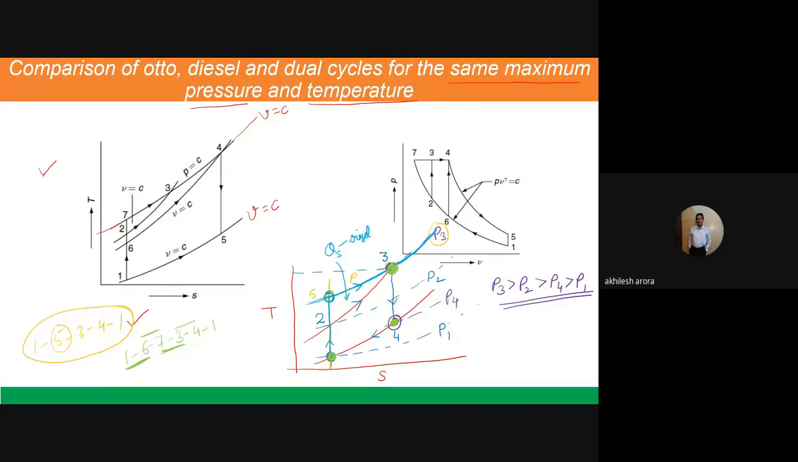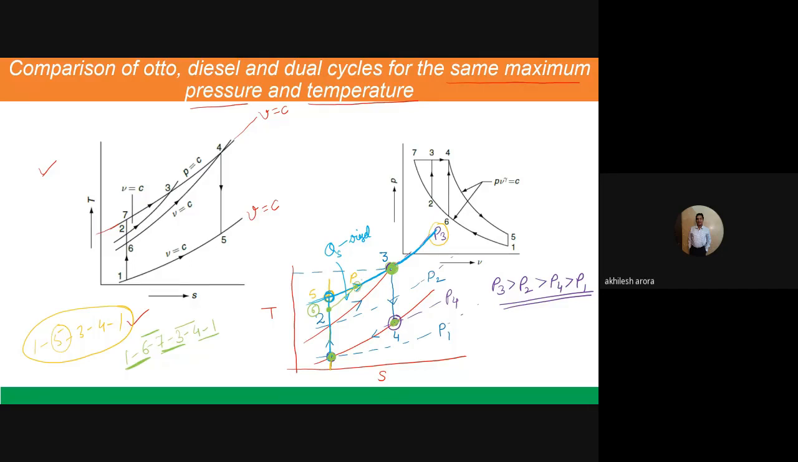So 1 to 6. Point number 6 would be somewhere here. I will tell you why it would be here. It would lie in between actually. Point number 6 will lie here. And then I have to follow a constant volume line. If I take the constant volume line, this will intersect at this particular point, and this point will be point number 7. And then from 7 to 3, it is a constant pressure process.